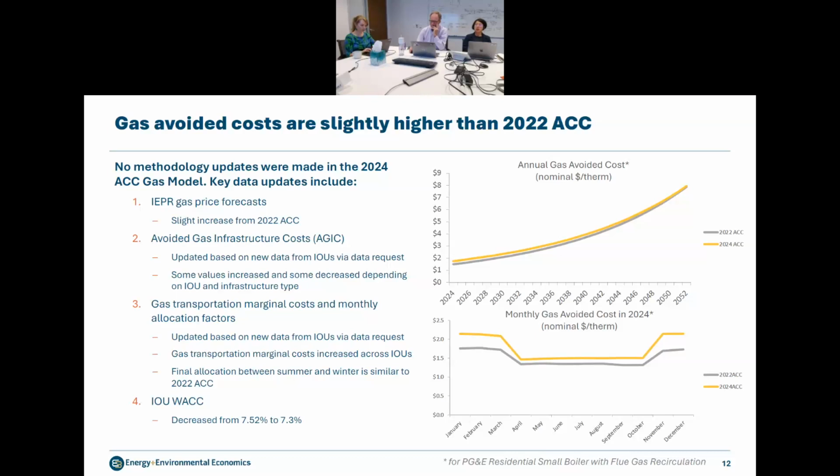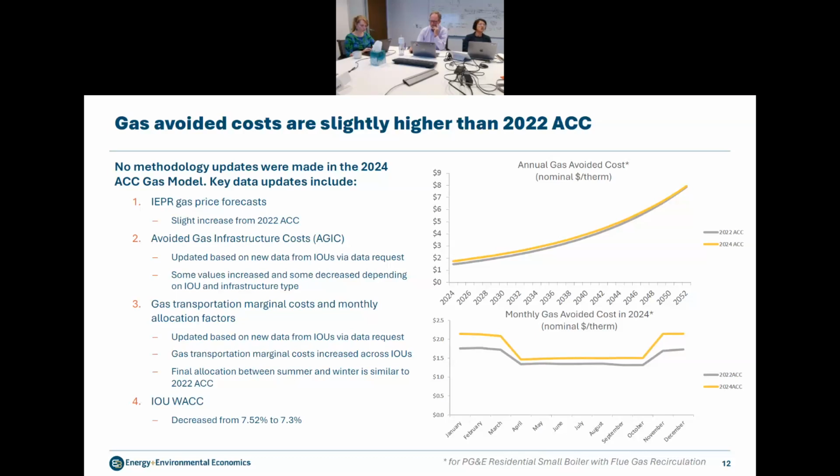The chart I'm showing compares the annual gas avoided cost between 2022 and 2024 ACC. You can see that compared to the 2022 ACC, the 2024 one increased slightly, especially in the near term, and that's mainly driven by the higher gas commodity cost. And the chart on the bottom right compares the monthly avoided cost shape for year 2024. The two ACC versions show similar shapes across the year.